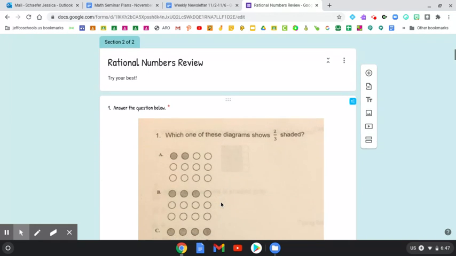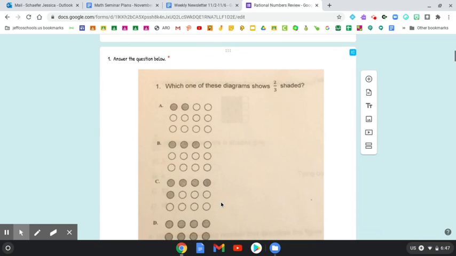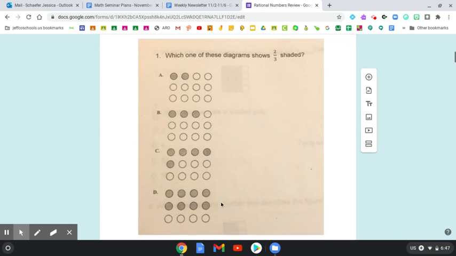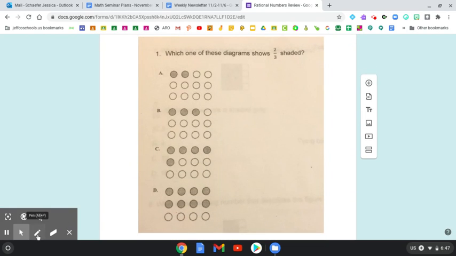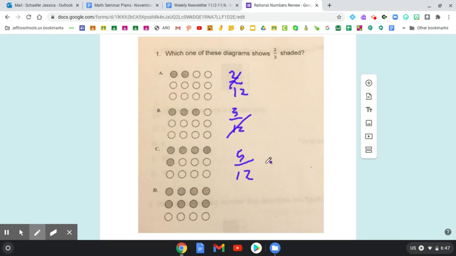So here's question number 1. It says, which of these diagrams shows 2/3 shaded in? So as I'm looking at all of them, I'm looking for which one has 2/3. Here I see 2 shaded in, but it's out of a lot more than 3. There's 12 total. So this one's not going to work. 2/12 is not going to work. This one's only 3 out of the 12. That's not going to work. This one has 5 out of 12. That cannot simplify down, so I know that that one's not it.